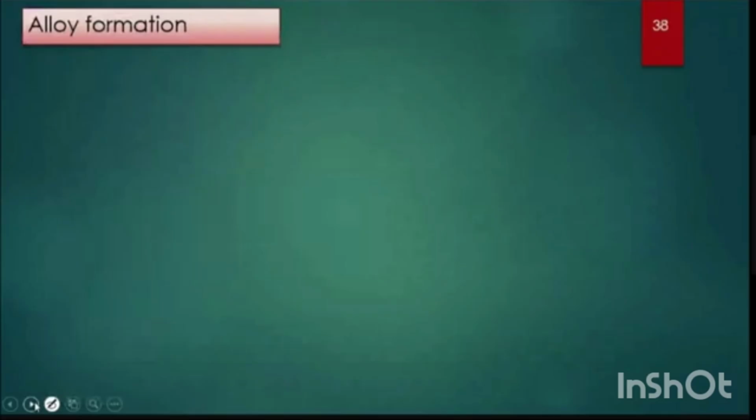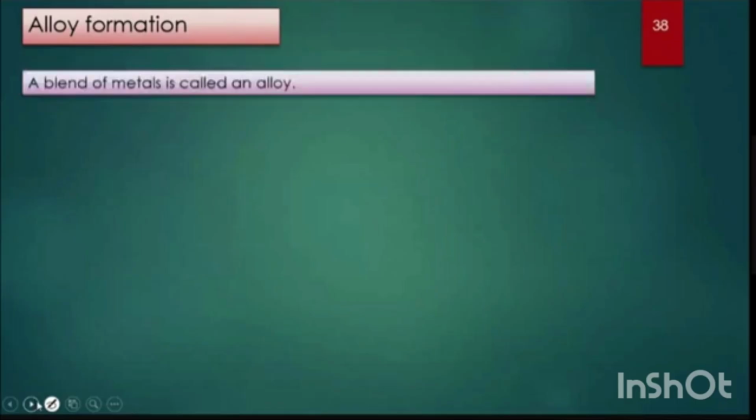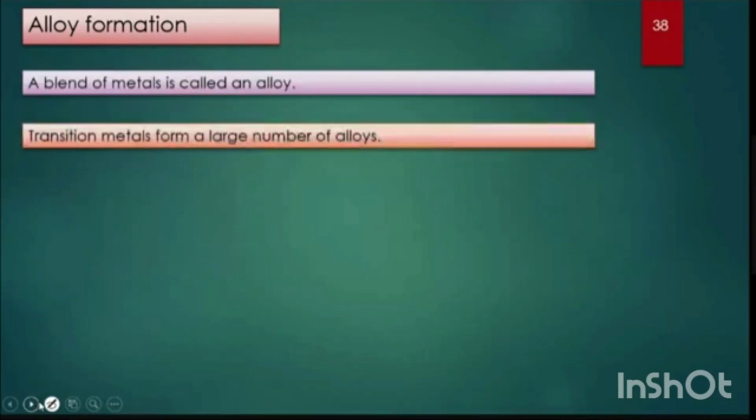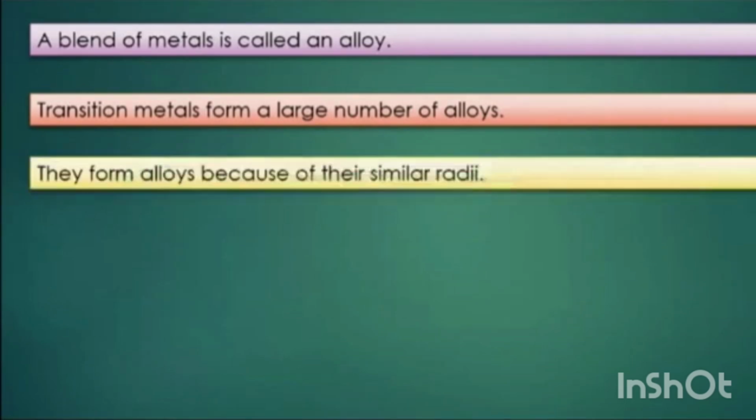Next important topic is alloy formation. A blend of metals is called an alloy. When we mix two or more metals together, we get an alloy. Transition metals form a large number of alloys. This is because of their similar radii.